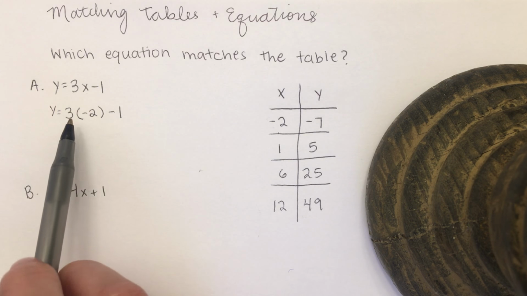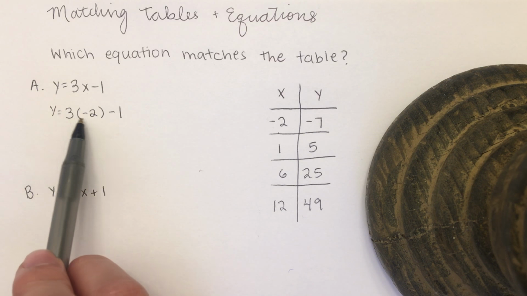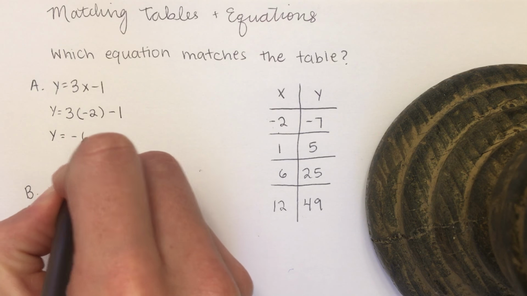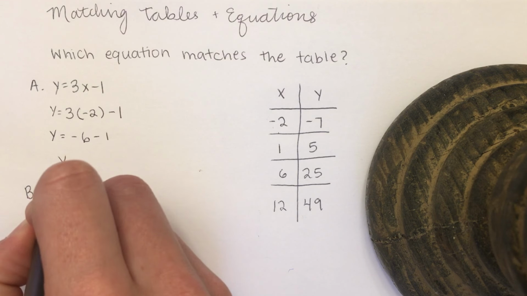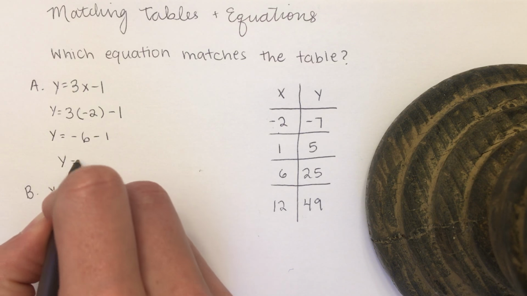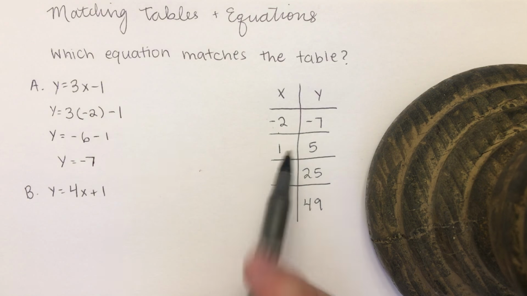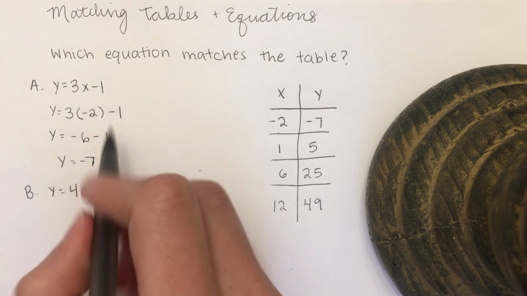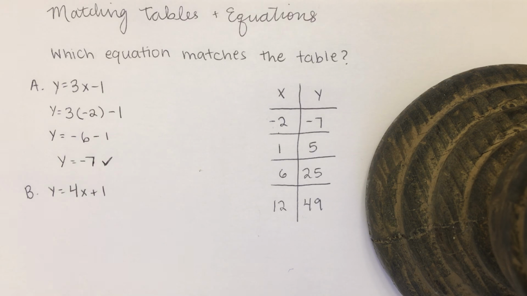From here, it's just order of operations. So the first thing I'm going to do is take 3 and multiply it by -2. So 3 times -2 is -6. And then I have to subtract 1 from it. So -6 minus 1 is -7. So when we plugged in -2 to the equation for A, we did get -7. That's what we were looking for.